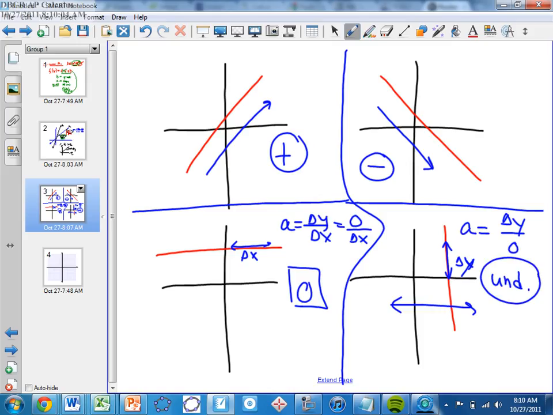Okay, and later on, you're going to talk about how this is an infinite value. Okay, when you get onto pre-calculus and calculus, you'll talk about the theory of infinity. But for now, we can call it undefined. So those are our 4 types of slope.